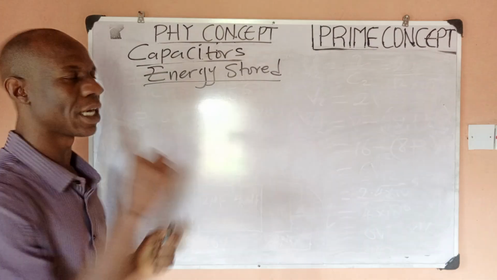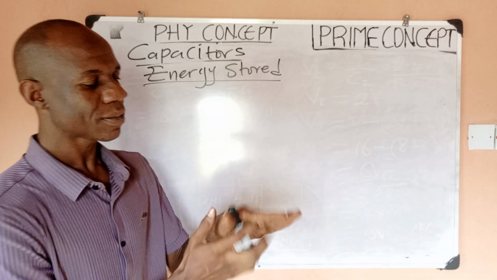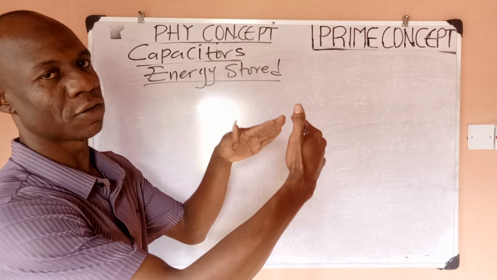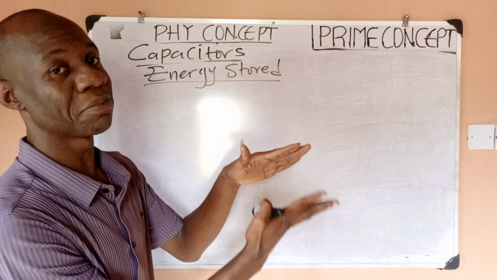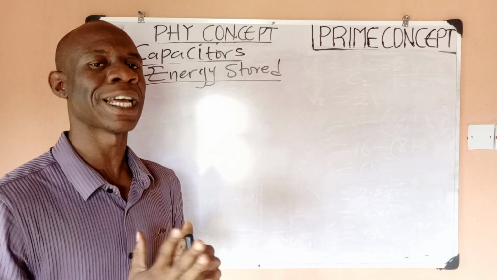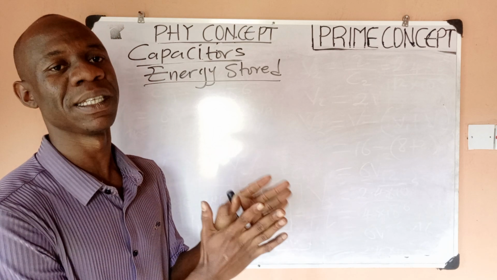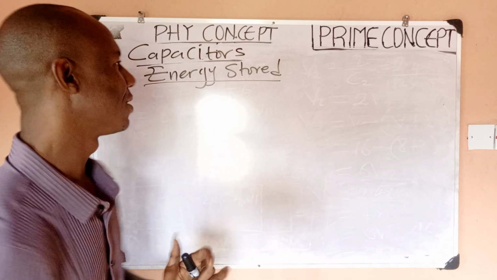Now before we do that, I want you to note something: for a capacitor, one of the plates is usually at a charge of plus Q, and the other plate is at a charge of minus Q. So you should know that at every point in time, the net charge on the capacitor is going to be what? 0. You should take note of that, but that is by the way.